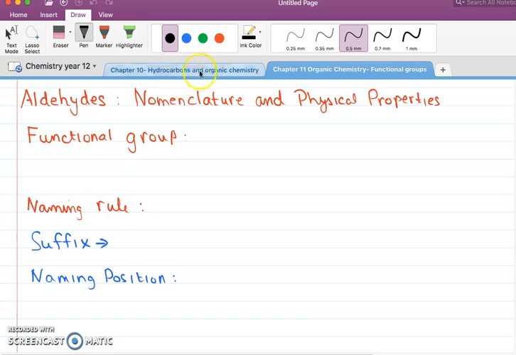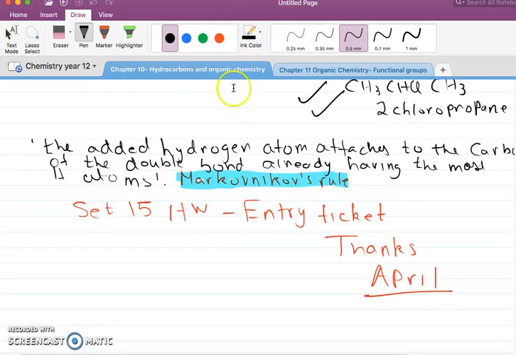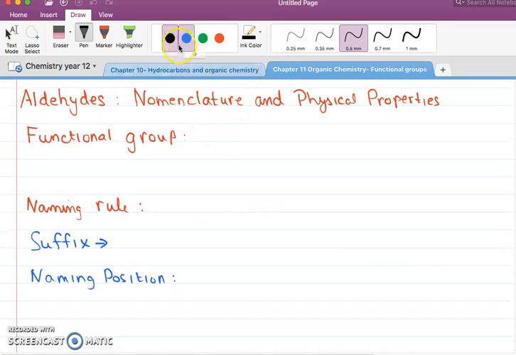So the functional group for aldehydes is a CHO group, which can be written as CHO, or if you want to write the structural formula of the functional group, it can be written as C double bond O, H. Now, the suffix that we use is -al, and there's something really special about aldehydes.